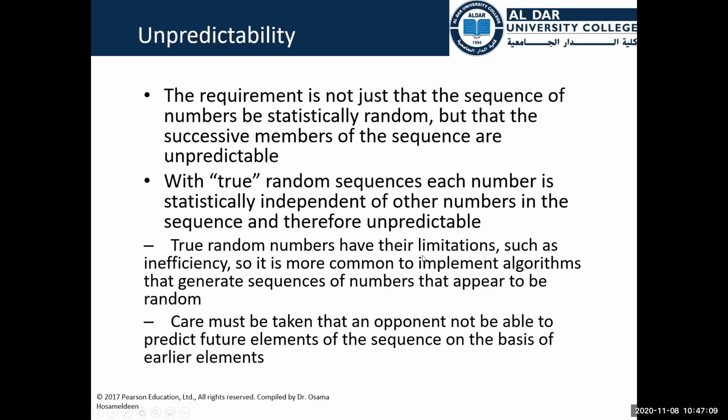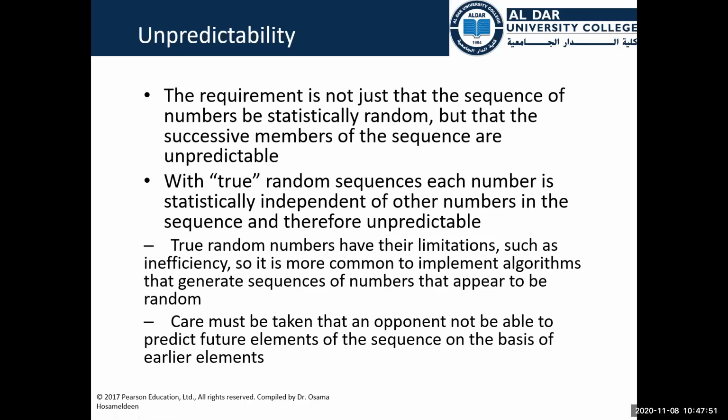True random numbers have their limitations, such as inefficiency. Actually, if we talk about true randomness here, it means that we use a physical property from the computer, for example, the hard disk magnetic field, or you can say the motion of the mouse, and then start our random sequence. That's why the limitation of inefficiency means that if you want to create a random number, you will need hardware and software, and expensive hardware and software.